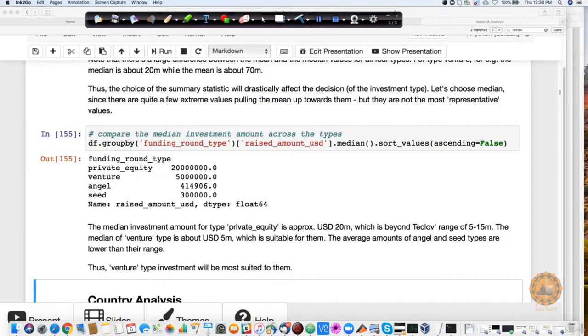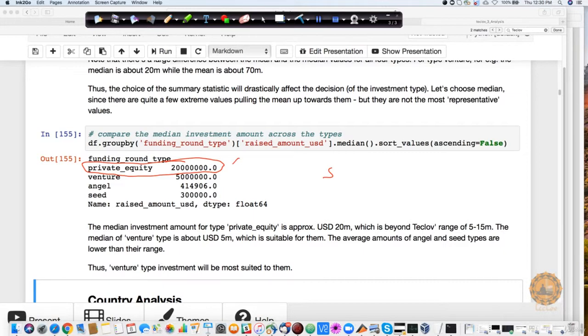What we have done is we have sorted it. By looking at it, it looks like private equity has the maximum investment happening, so we could go with this. But we have to remember our rule. We cannot go beyond the 5 million to 15 million range, right?